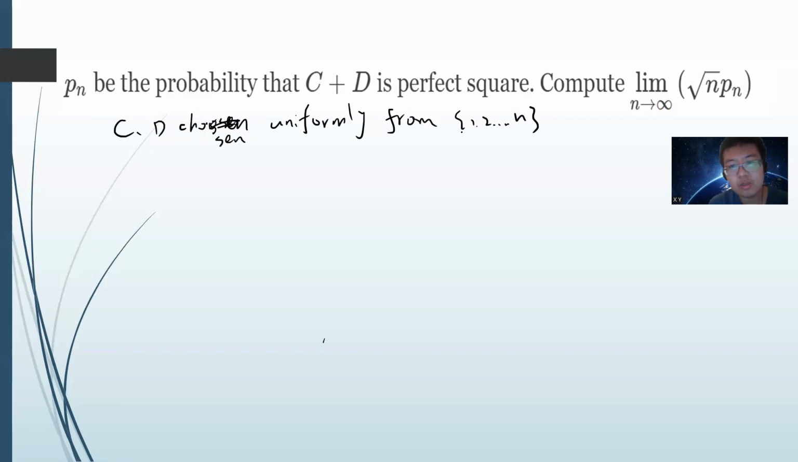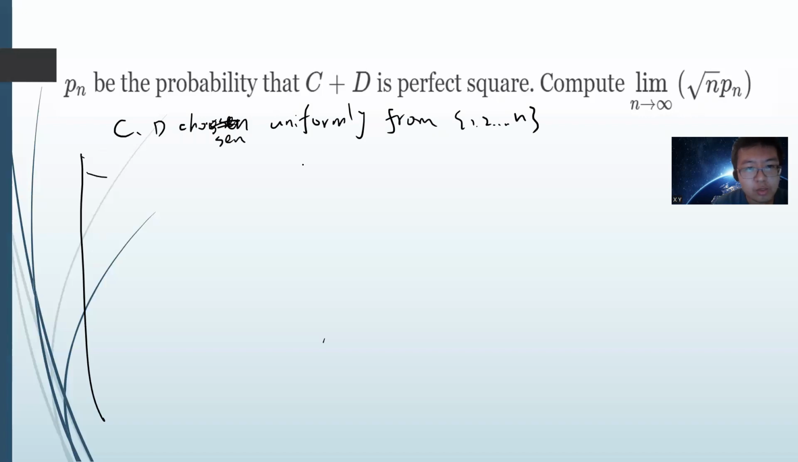So basically, C is randomly chosen from 1 to n, and D is also randomly chosen from 1 to n. Then you ask whether C plus D is a perfect square: 1 squared, 2 squared, 3 squared. You want to compute the limit as n goes to infinity of the square root of Pn. Okay, so let's see how to solve this problem.